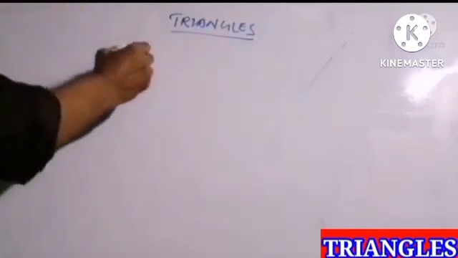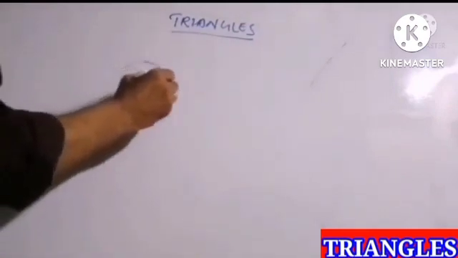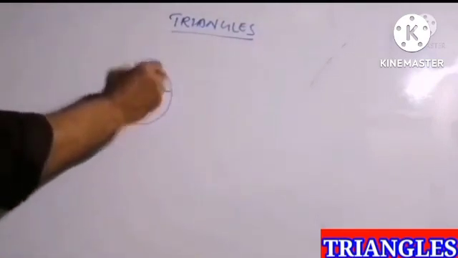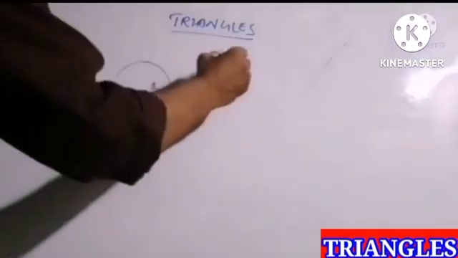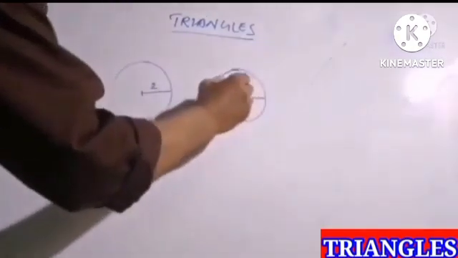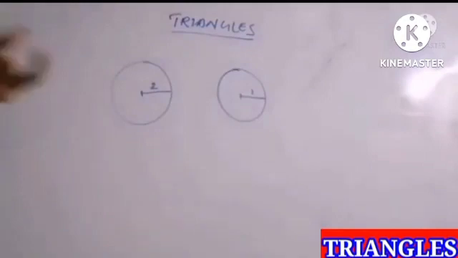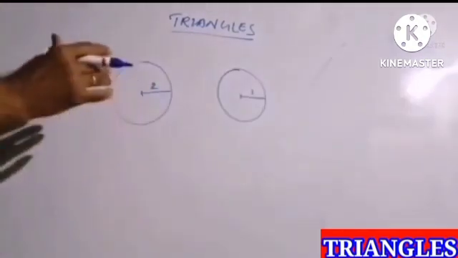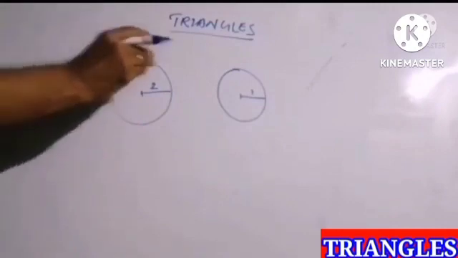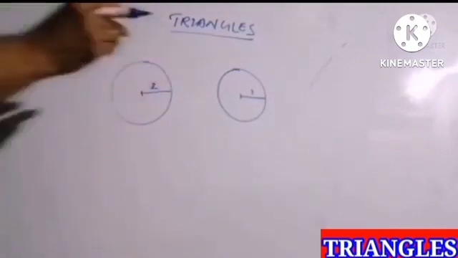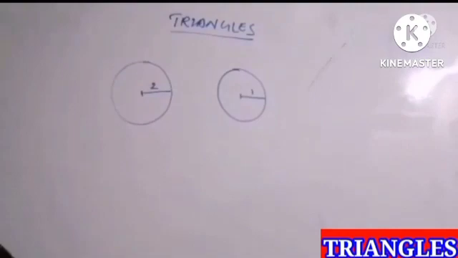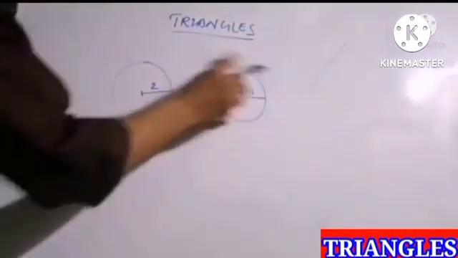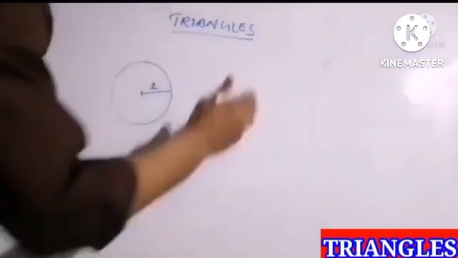Now consider a circle with 2 centimeter radius. Now consider another circle with 1 centimeter radius. Are these circles congruent to each other? No, they are not congruent because the sizes are different, but their shapes are same. They look same in shape but different in size, and therefore they are not congruent. So to be congruent, their size also should be same.